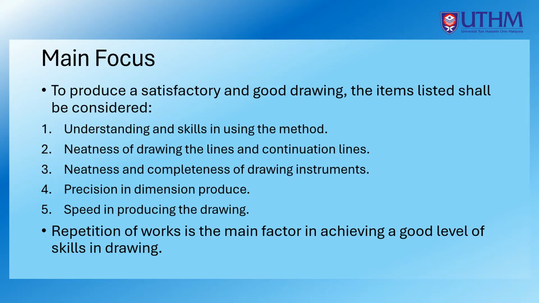Precision in dimension production. Proper training, good instrument, and a competent user are the factors that can increase the level of precision in producing drawings. Speed. To achieve speed in drafting, one shall practice mastering the techniques or method that can help decide and apply the method in drafting. And then again, the important thing in drafting is that you need to practice, and practice.